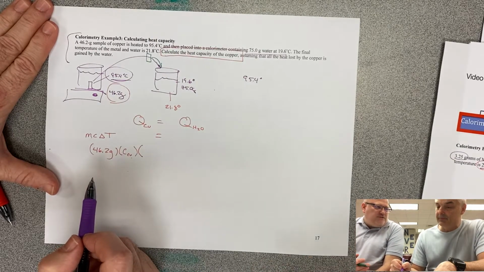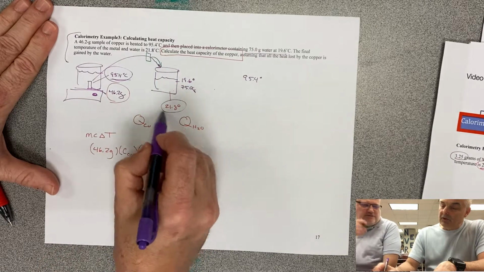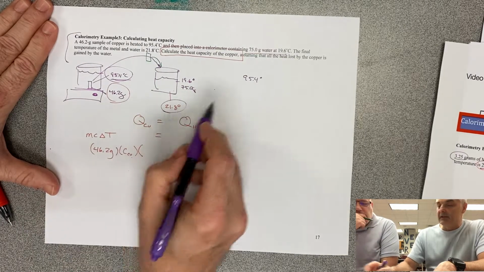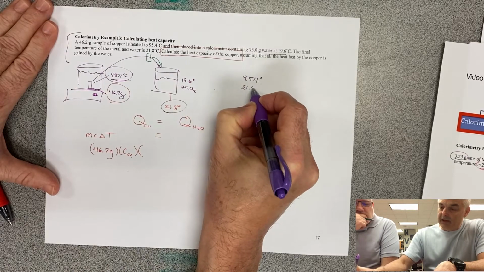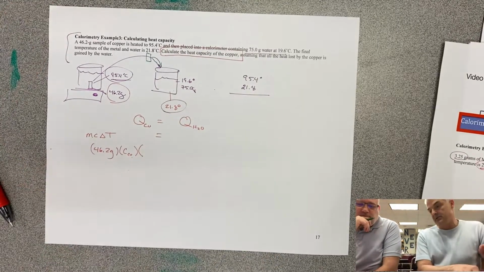Well, you have to find the final temperature, right? Because if you have something cold and something hot, they're going to meet in the middle for their temperature change. A lot of people don't really see this, but the final temperature is 21.8 for both the copper and the water. That's true. So we have to subtract these two, right?